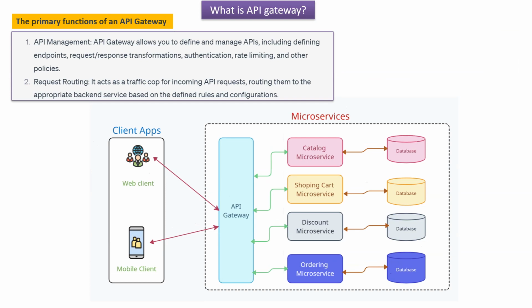The first point is API management. API gateway allows you to define and manage APIs, including defining endpoints for APIs, request transformations, response transformations, authentication, rate limiting, and other policies. And the second point is request routing. API gateway acts as a traffic cop for the incoming API request and routes the request to appropriate backend service based on defined rules and configurations.